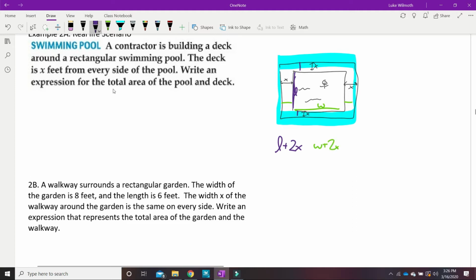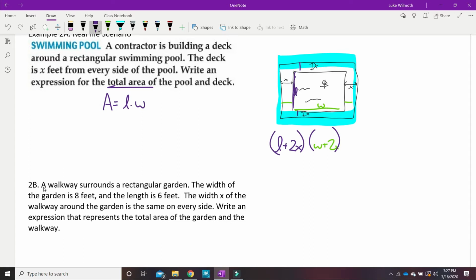Now it does say to find the area. Well, total area is length times width. So this is my total length, and this is my total width. So I have to do length times width. And I know I'm doing this right because it's in this section where I have to multiply binomials. So I'm going to probably have to multiply these binomials. Let's look at it here.